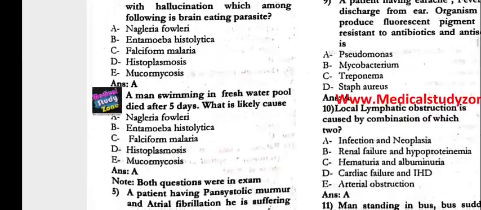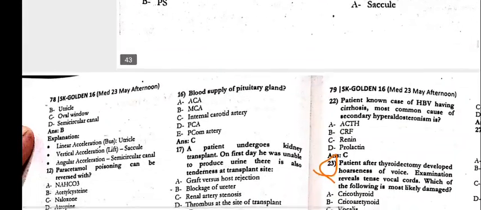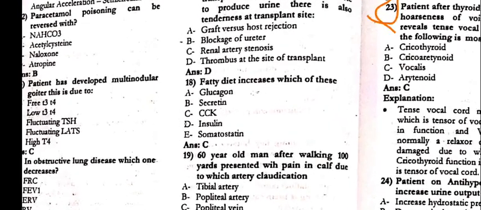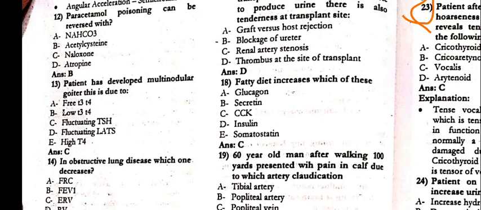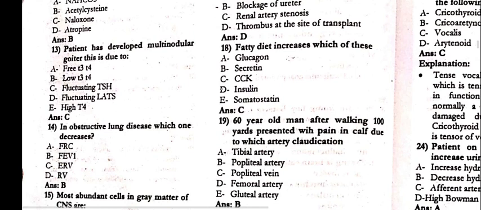That is basically due to the utricle. Next, question number 12, paracetamol poisoning can be reversed with acetylcysteine. Question number 13, the patient has developed multinodular goiter. This is due to fluctuating TSH.